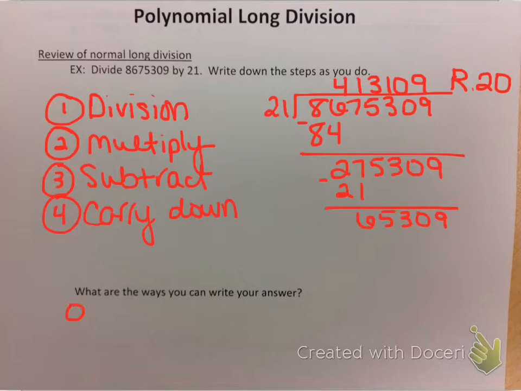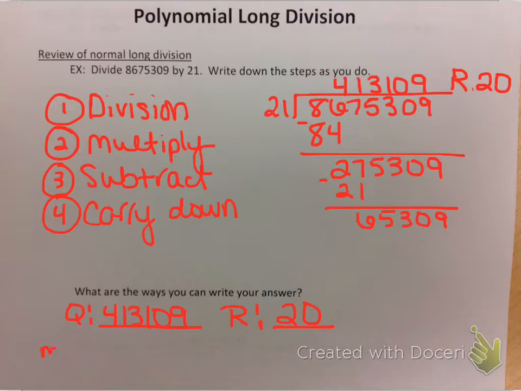So the 2 primary ways that you list your answers from a division problem are, one of them is a list, like fill in the blank kind of thing. You're going to list your quotient, 413,109, and list your remainder of 20.